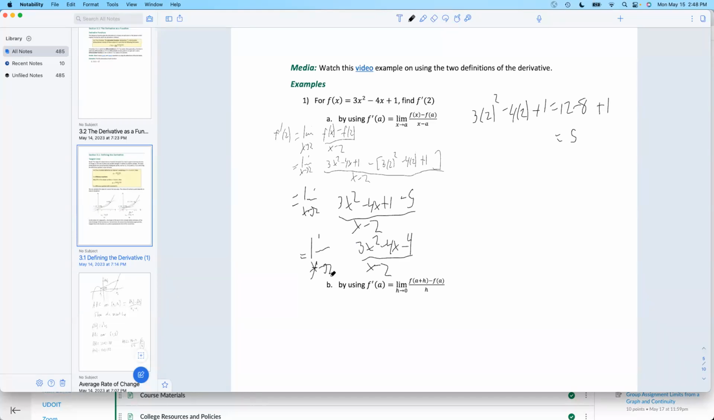Now, what you would like to try is just plugging in 2. Anytime you're asked to find a limit, first thing you want to try is just plug it in. But you can check this on your own. If you do, you're going to get 12 minus 8 minus 4. You get 0 over 0. That means something's going to cancel. And in fact, you know what's going to cancel. It's going to be an x minus 2.